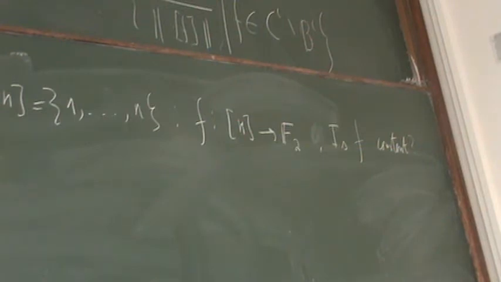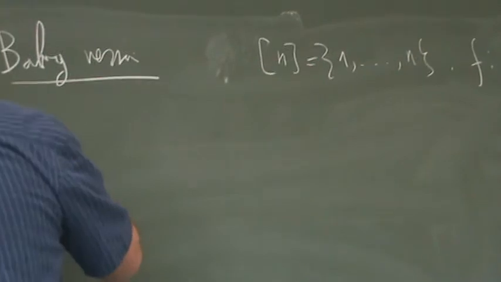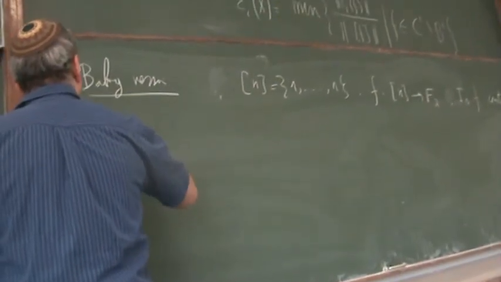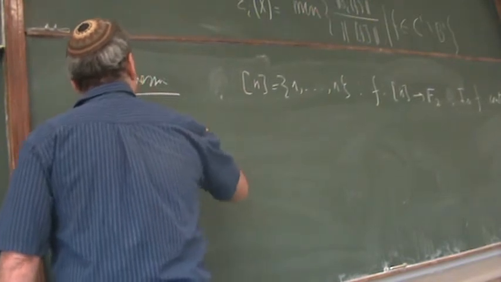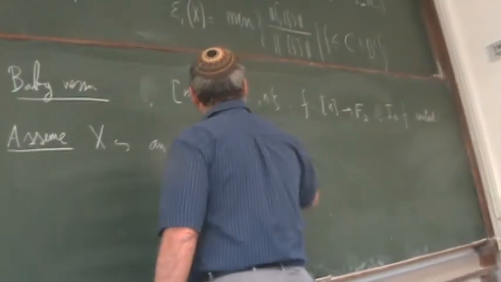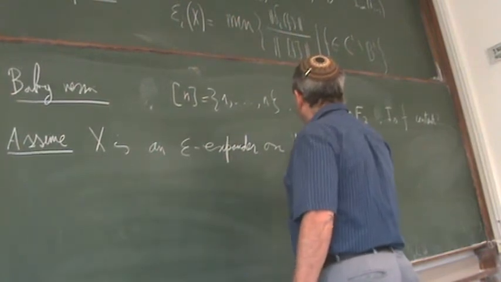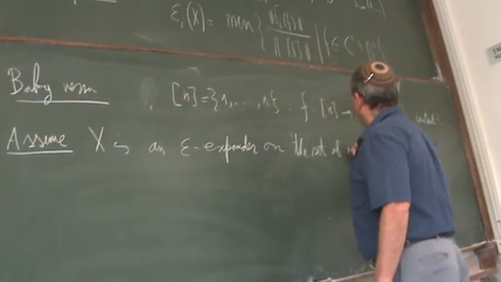And you can check what's the probability, and that will be a test. But if you do it just like that, you will see that this is not such a good test. Well, it's a very good test, but I'll show you a better one. I'll relate it to expanders. So I will do the following. Assume X is an epsilon expander on the set of vertices.